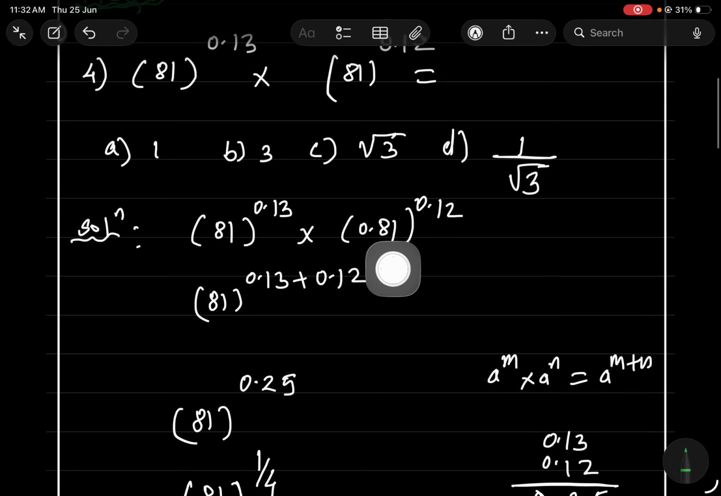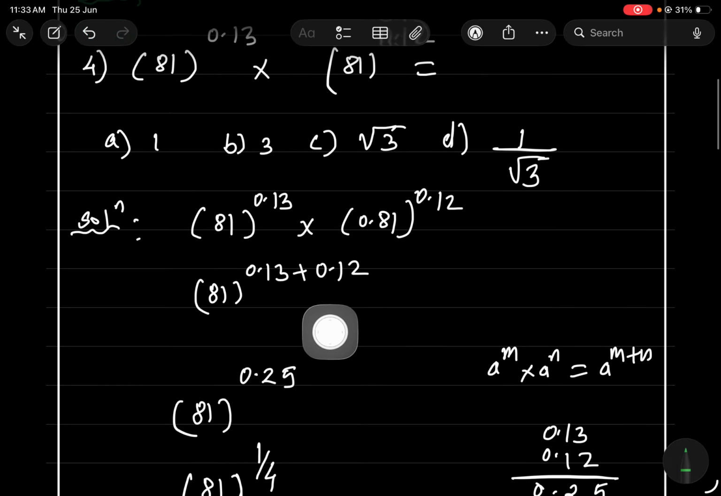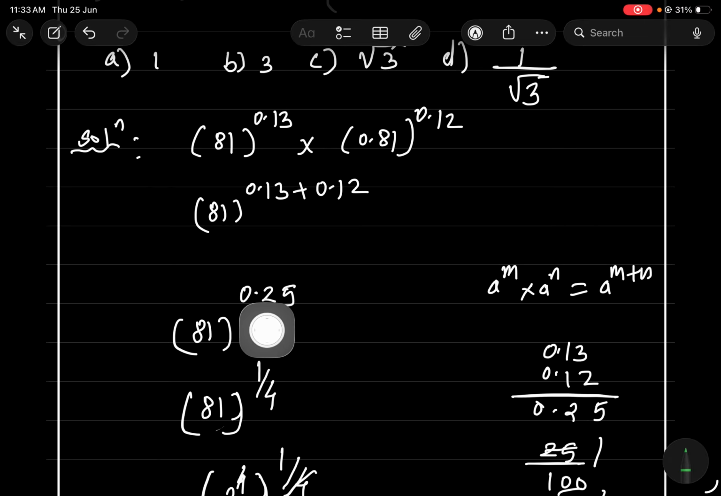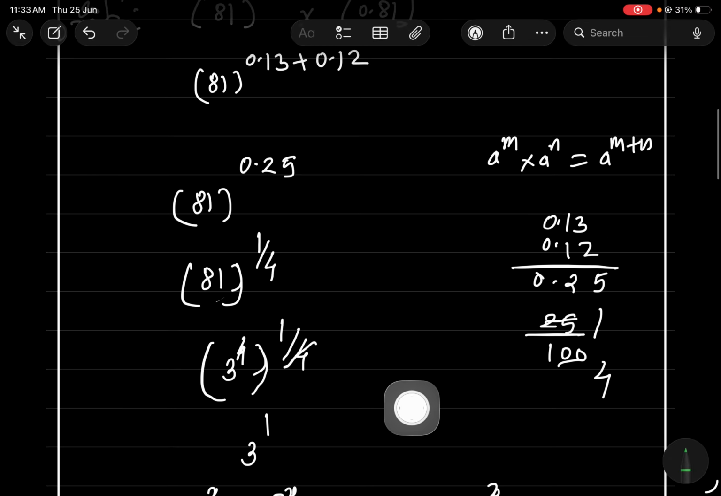Here I have written the first problem as it is. This is an MCQ, so roughly you can solve it, or otherwise you have to solve it properly stepwise, like I told in the previous video also. Now see, 81 raised to 0.13 plus 0.12. If you are doing addition, it is coming 0.25. So 0.25, that means what? Here we are removing the decimal point, so 25 upon 100, and if we divide by 25, 25 ones are 25 and 25 fours are 100, so 1 upon 4.